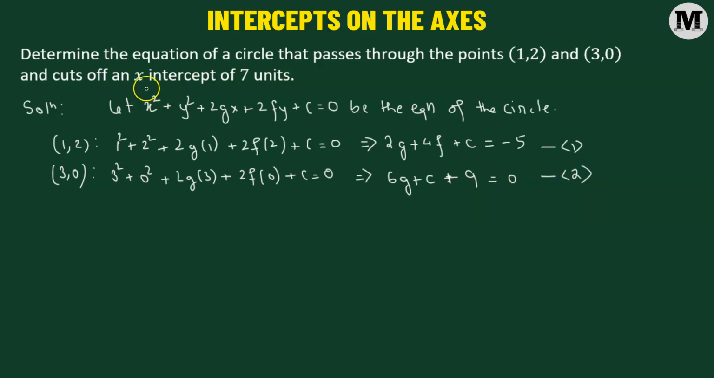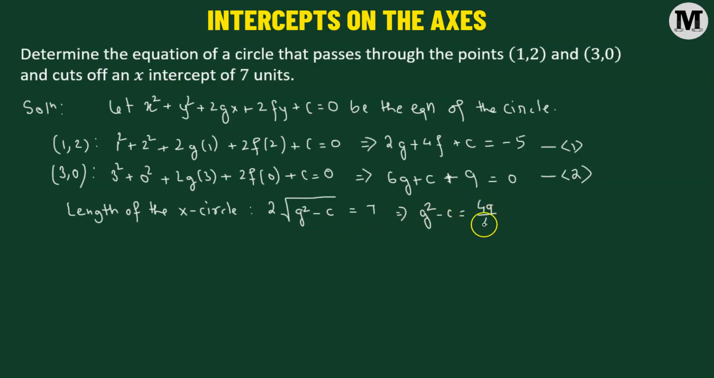And it's given here that the circle cuts off an x-intercept of 7 units. Now we know that the length of the x-intercept of the general circle is given by the formula 2 times the square root of g squared minus c. It's given that this length is 7 units. So we can solve this equation and get g squared minus c equals 49 over 4. This is going to be our third equation.